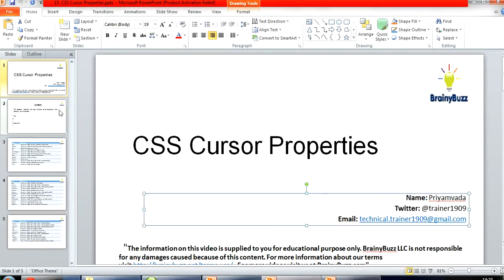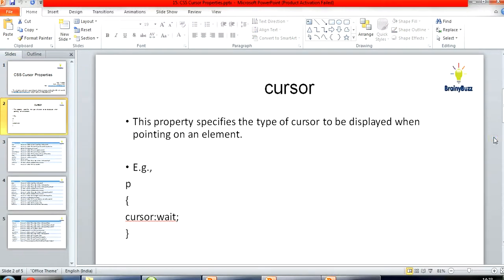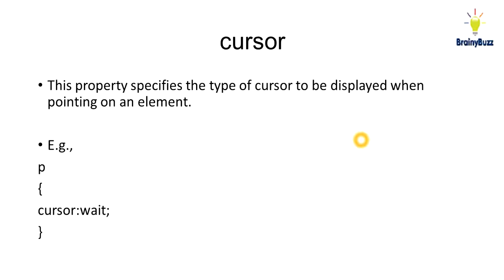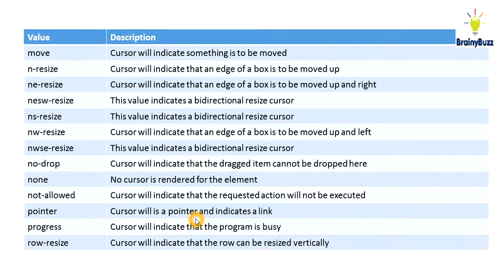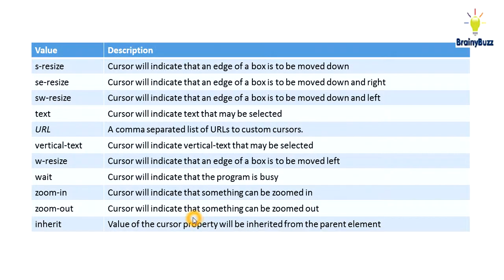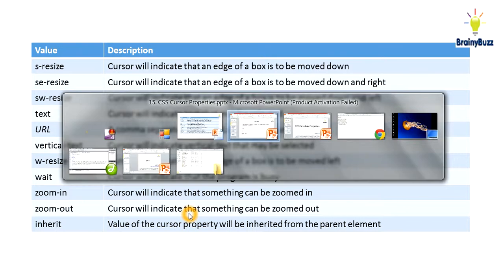After that we have the cursor properties. Supposing if you want to hover over an element and you want to specify a cursor over there, so with this you can use the cursor parameter and you can set the values for it. There are some values like alias, all scroll, auto, cell, context menu, and you can see the description over here. Like these are some various cursors that you can use.